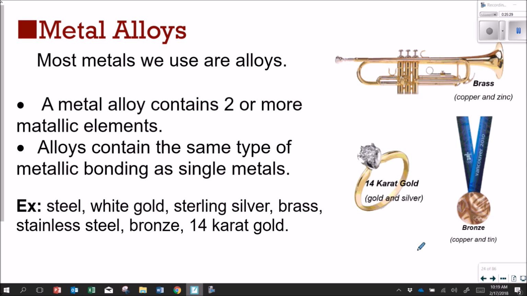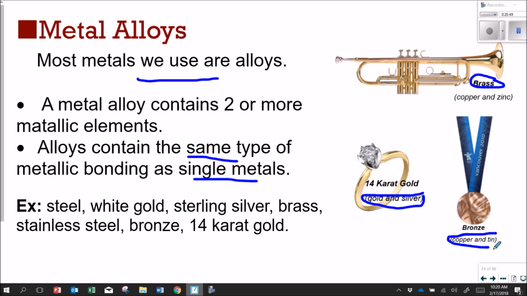Metal alloys are a mixture of two or more metallic elements. Most metals that we use are actually alloys. They contain the same type of metallic bonding as single metals. Some examples would be brass, which is copper and zinc, 14-karat gold, a mixture of gold and silver, bronze, copper and tin, and there are many more.